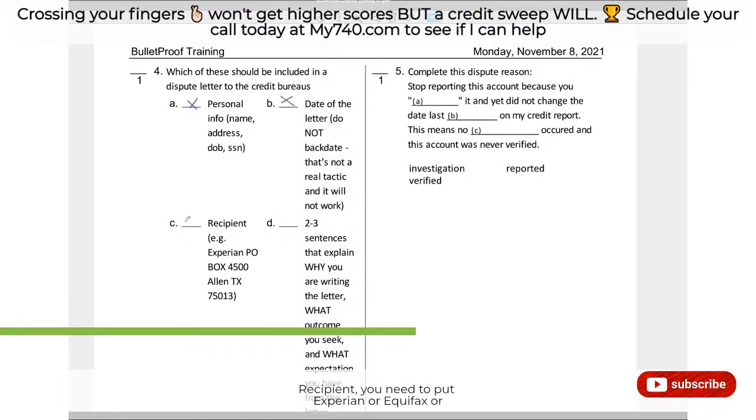Recipient, you need to put Experian or Equifax or TransUnion or whoever you are writing. Obviously, you need to have a recipient. And if you are a business, it would be stupid not to put a recipient, because if you have clients A, B, C, D, E, F, G and you're mixing all your letters and they're just printing, how are you going to know that this letter for John is going to Experian and this letter for Susie is going to Equifax if you don't put a recipient on there, okay?